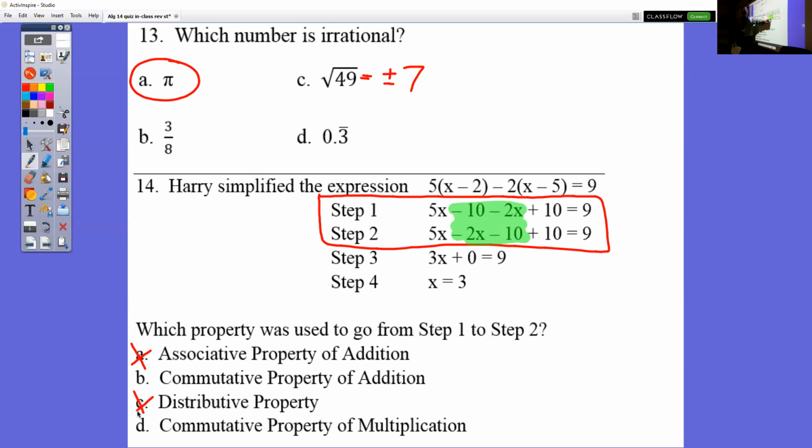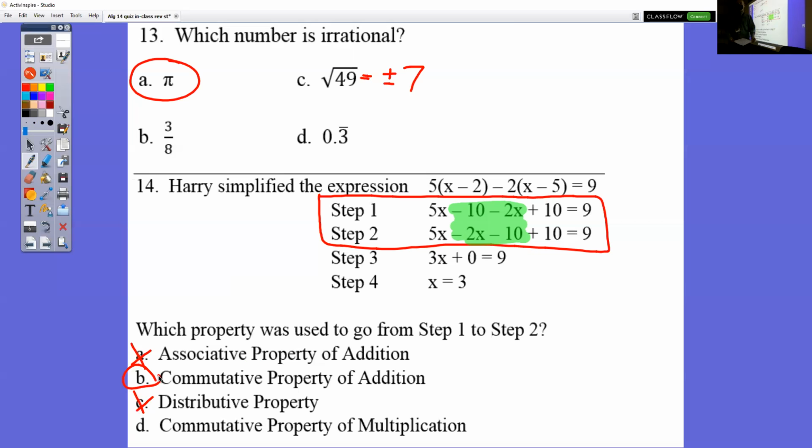Now, technically, there's not a plus sign there. That's okay. Adding a negative number is the same thing as subtracting a positive number. So whether it's adding or whether it's subtracting, we call it adding. It's definitely not multiplying because we're not multiplying 2x and negative 10. All right, so this is commutative property of addition.